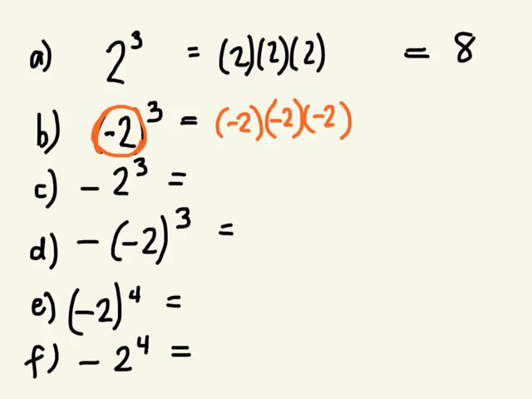Well, what's a negative times a negative? And then a positive times a negative? Negative. 2 to the power of 3. So the answer for B was negative 8.